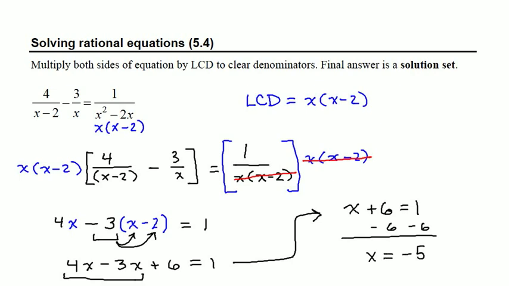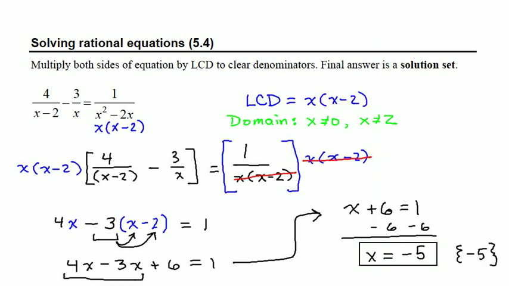I would of course check this against the domain, as I'm always supposed to do with equations. The domain in this case is that x cannot be 0 and x cannot be 2. I can always get the domain straight from the LCD. Since negative 5 is in the domain, I can go ahead and accept that as my solution. And if preferred, I can write this using roster notation, listing the solution set as being just the value negative 5.